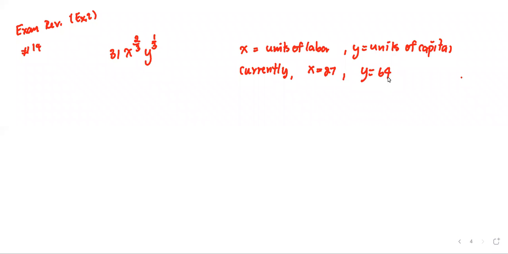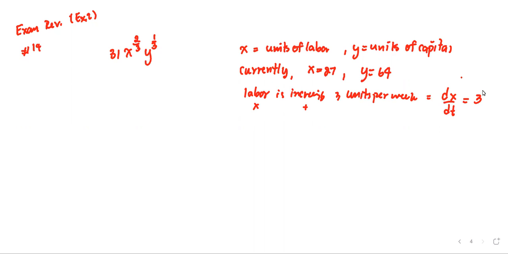The problem asks, if the labor is increased by 3 units per week, what does it mean? Labor is the x increasing, plus sign. So this means dx/dt equals positive 3. Okay. And then what else do we know?